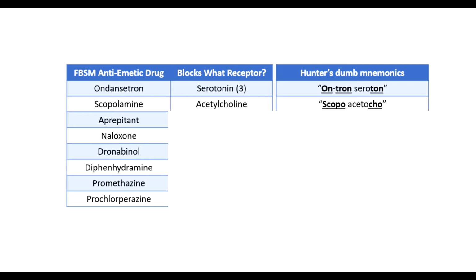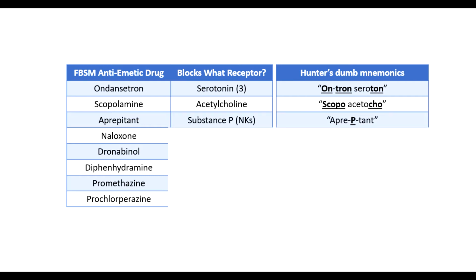So next we have scopolamine. Now scopolamine blocks the muscarinic receptors, i.e. it blocks acetylcholine from entering those receptors. So the way I think of this one is I think of the phrase scopo-acetyl-co. So with ondansetron, it's ontron seroton for serotonin, and for scopolamine, it's scopo-acetyl-co for acetylcholine.